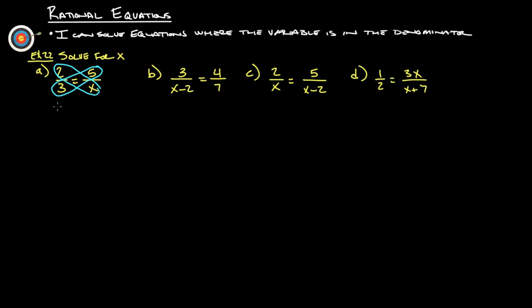So 3 times 5 is 15, and that's going to be the same as 2 times x, which is 2x. And then I'm just going to solve from there. So I divide both sides by 2. x is 7.5.